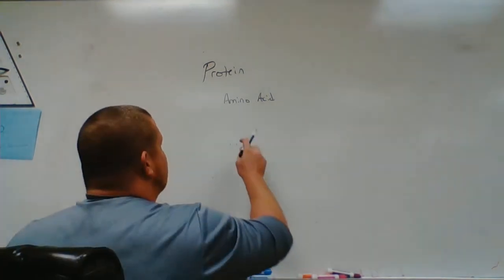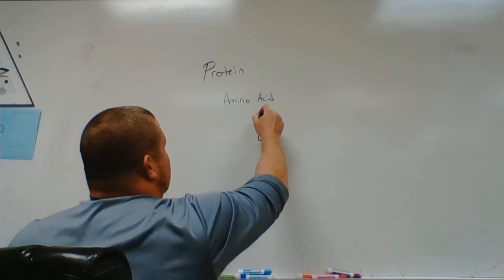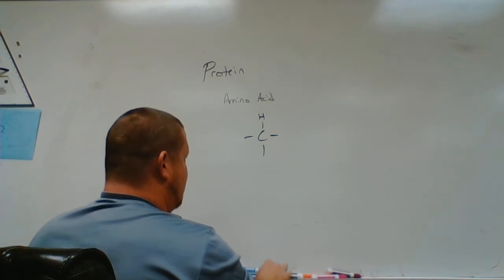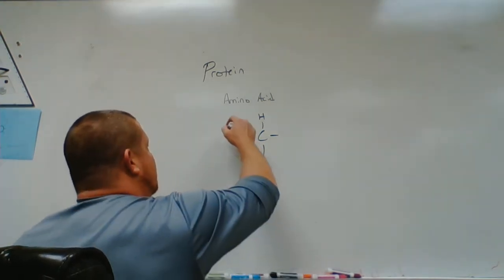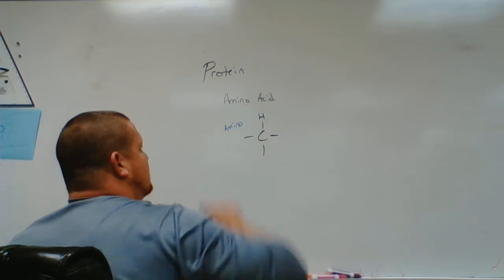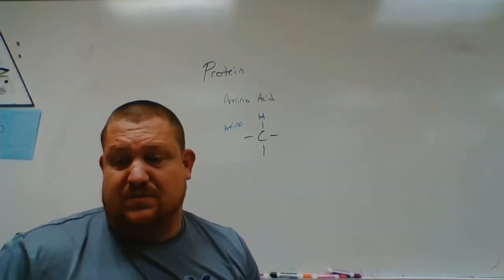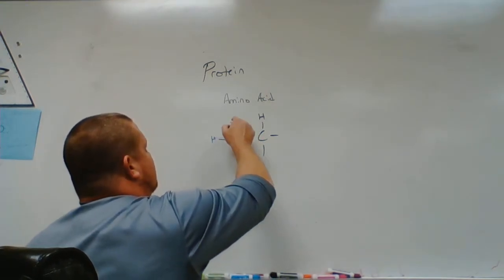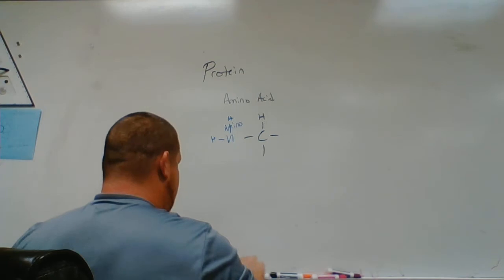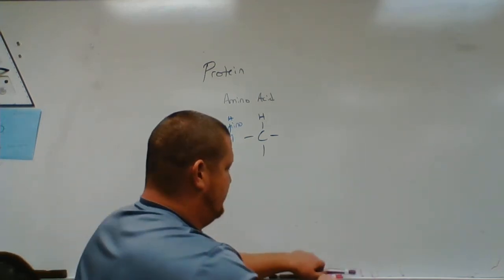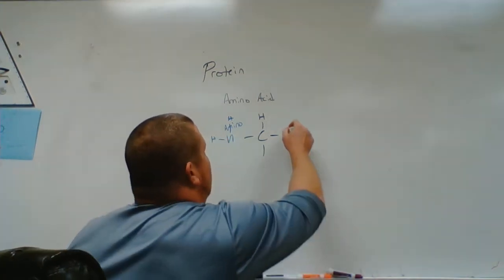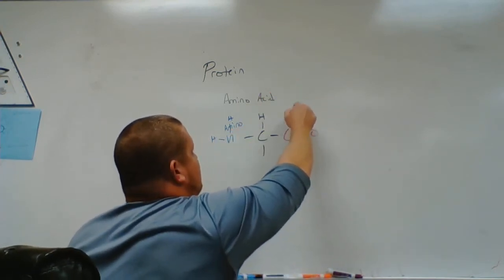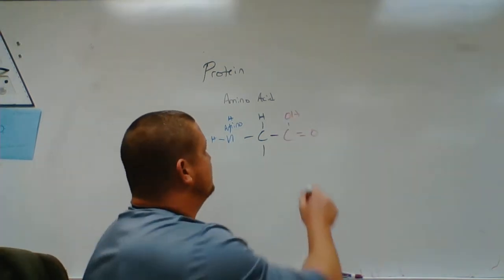So amino acid, kind of base, we start out something like this. Something about an amino acid, right? They all have an amino group, and they have a carboxyl group. The amino group is like that. Carboxyl group. Make sure I'm not wrong. I'm wrong already. Something like that, right? And this is a carboxyl group.